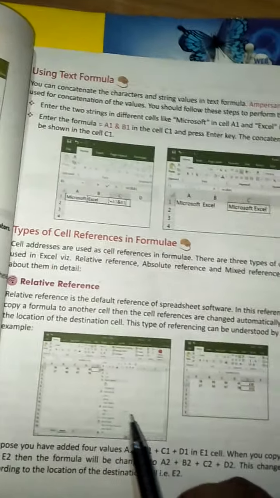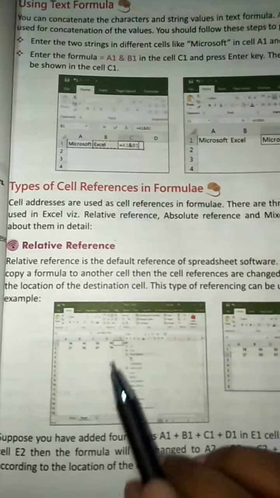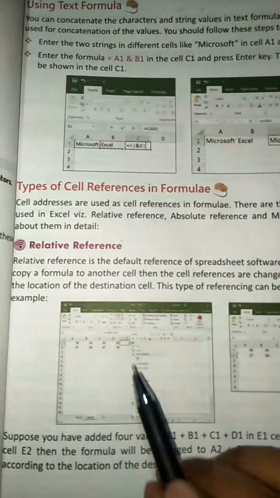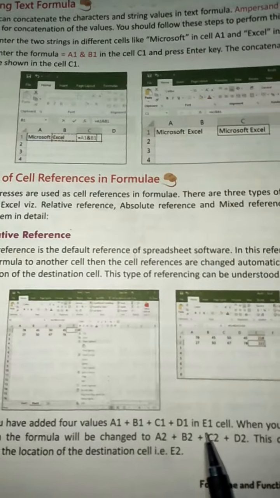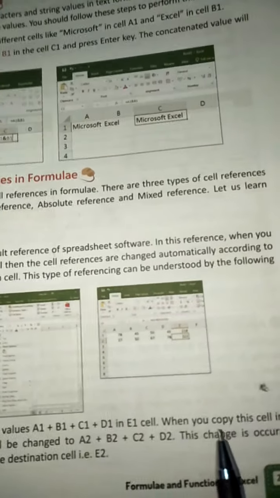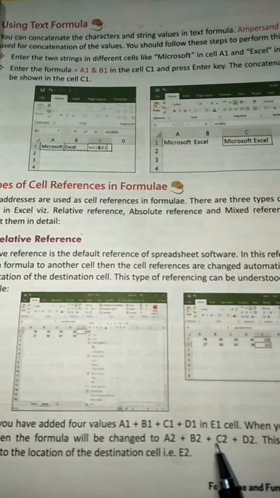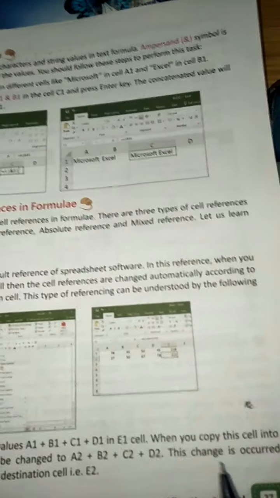So here an example is given. Suppose you have added four values, A1 plus B1 plus C1 plus D1, in the E1 cell. When you copy this cell into cell E2, then the formula will be changed to A2 plus B2 plus C2 plus D2. This change occurs according to the location of the destination, that is E2.